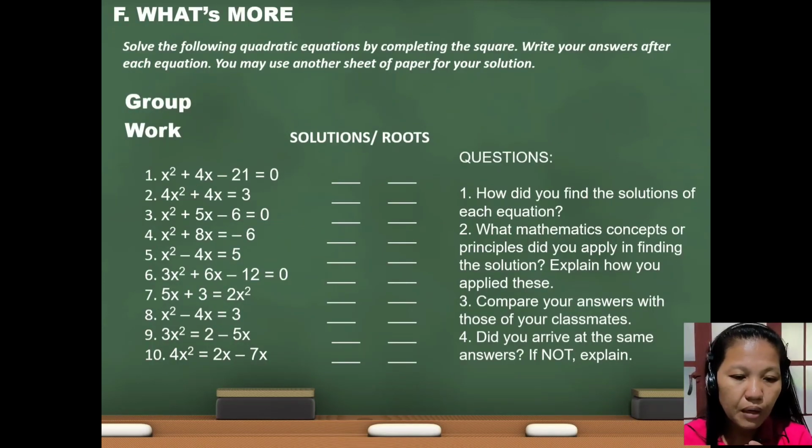This is a group activity wherein you need to find the values of x, or known as solutions, by completing the square from equations number 1 to 10. And then follow the questions on how you answer each number.